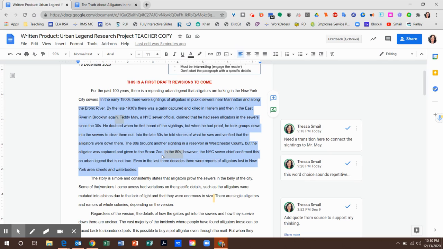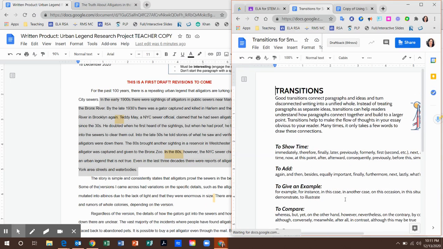Especially in a chronological paragraph like this, my writing is just kind of going through and saying, well, in the 1900s, this happened. Here's what happened in the 30s. Then we got the 50s, the 80s, and then the last 3 decades here. So I want my writing to flow and be more kind of storytelling, so it's more interesting for the reader. I'm going to use a transitional resource.